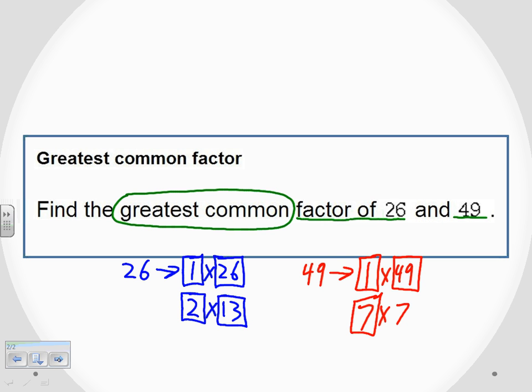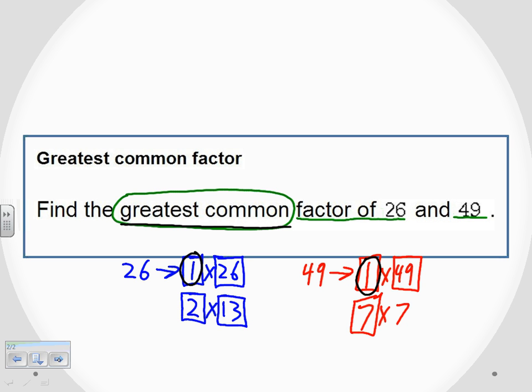And now that I've done that, I rely on this part right here. Greatest common. I am looking for the biggest factor that they have in common. And when I look at these lists of numbers, I'm a little bit discouraged because it doesn't seem like they have a whole lot in common, but you do notice that there is something that they have in common, and that is this 1. They both have a 1 factor.